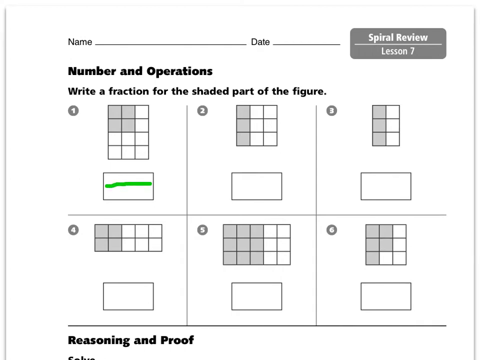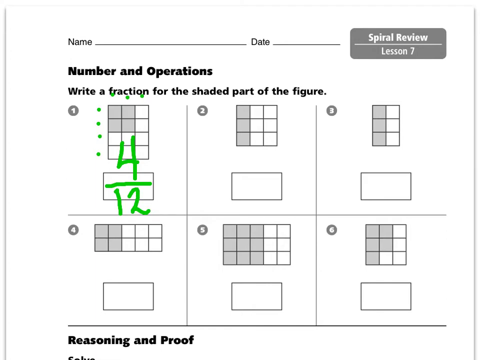A fraction is a piece of something. So let's count about this whole shape. How many pieces are shaded? 1, 2, 3, 4. 4 are shaded, so your top number in your fraction is going to be 4. Now let's count how many there are all together. You can do that by 1, 2, 3, 4 times 1, 2, 3. So 4 times 3 is 12.